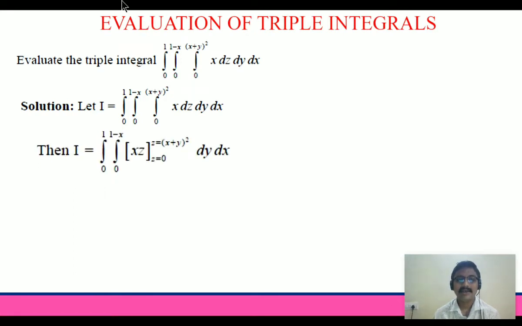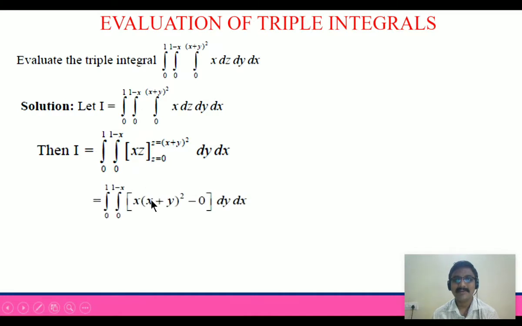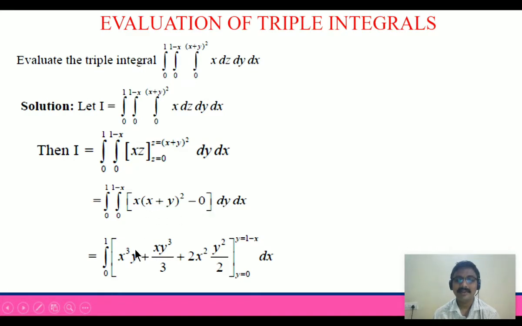Then I is, while integrating with respect to z, we have to keep x as constant, x kept as silent. One integration is z. Z limits are 0 to x plus y whole square. Now substituting in place of z, upper limit minus lower limit. Now clearly the triple integration now becomes double integration. Now while integrating with respect to y, we have to keep x as constant. Simplifying, we will get that clearly the triple integration now becomes single integration.